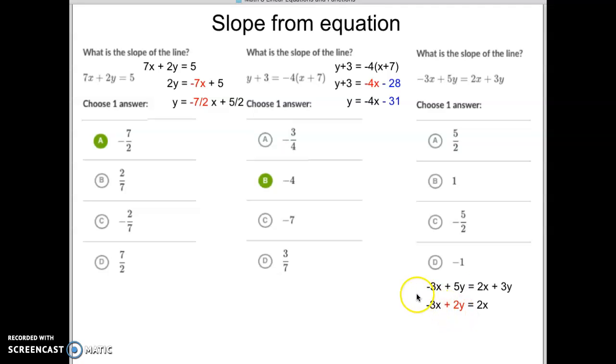Next step, how do I cancel the negative 3x? That's on the left side. You might say, well, couldn't you add 3x? And yes, you could. So if we add 3x to both sides, 2x plus 3x is 5x.